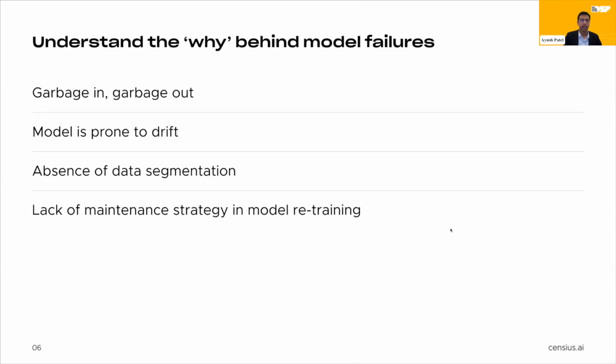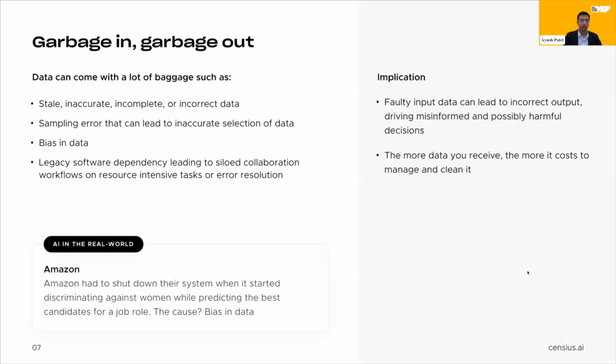Okay, next slide. We'll look at all four of these in more detail in terms of what and why models are failing. First, around the data: garbage in, garbage out, models being prone to drift, absence of data segmentation, and lack of a maintenance strategy in model retuning. So let's look at a real use case where this occurred and then jump back into the slide.